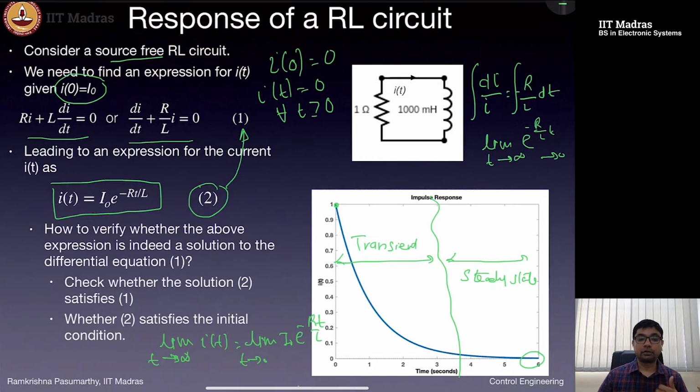So two things we have seen here. One is, how do I mathematically represent the response of a source-free RL circuit? And how does it correspond to the system classifications we had earlier done? This comes under the classification of dynamic systems, systems which have memory. This is the memory part of it. It remembers some initial condition, and because of the dissipation across R, all the energy gets dissipated.